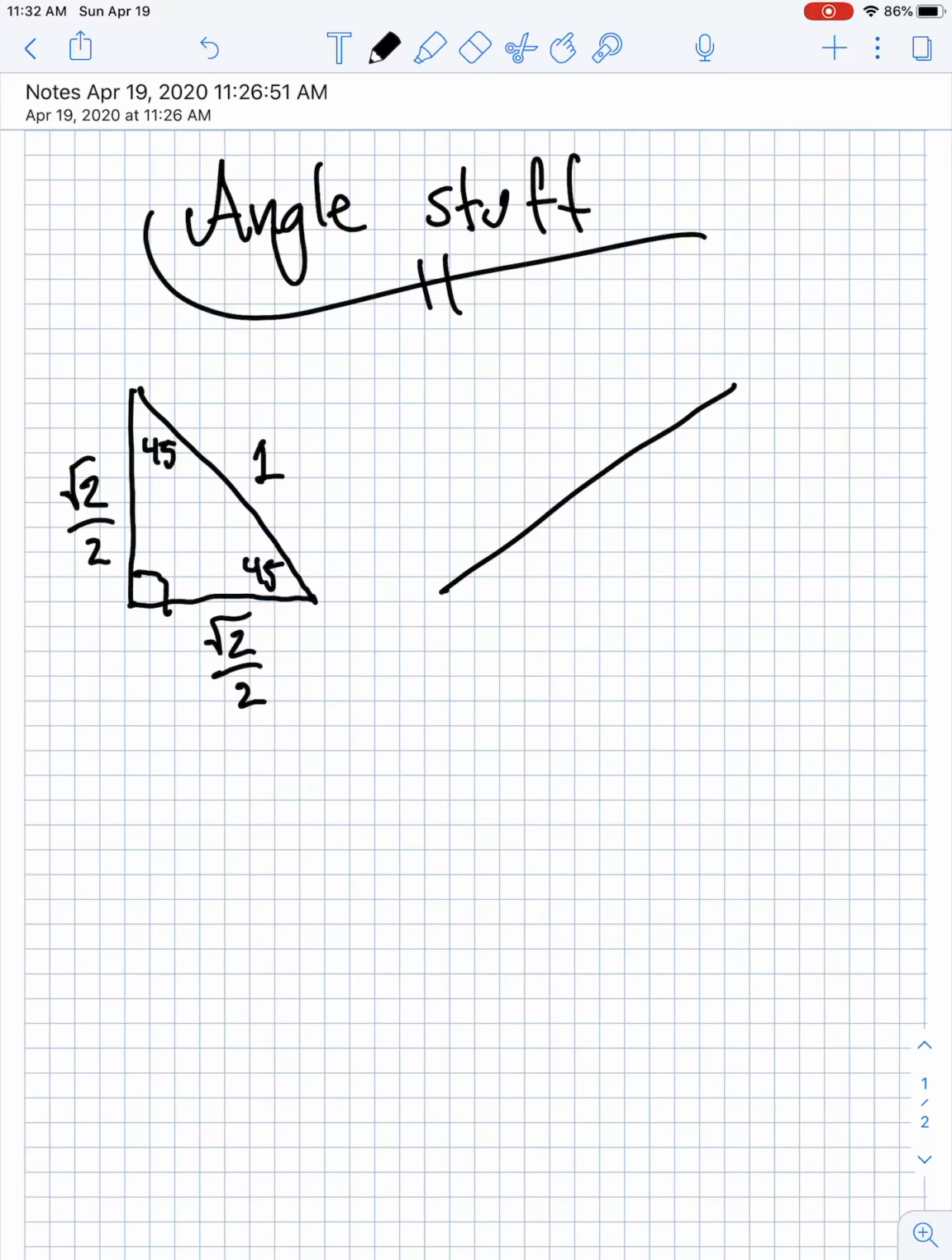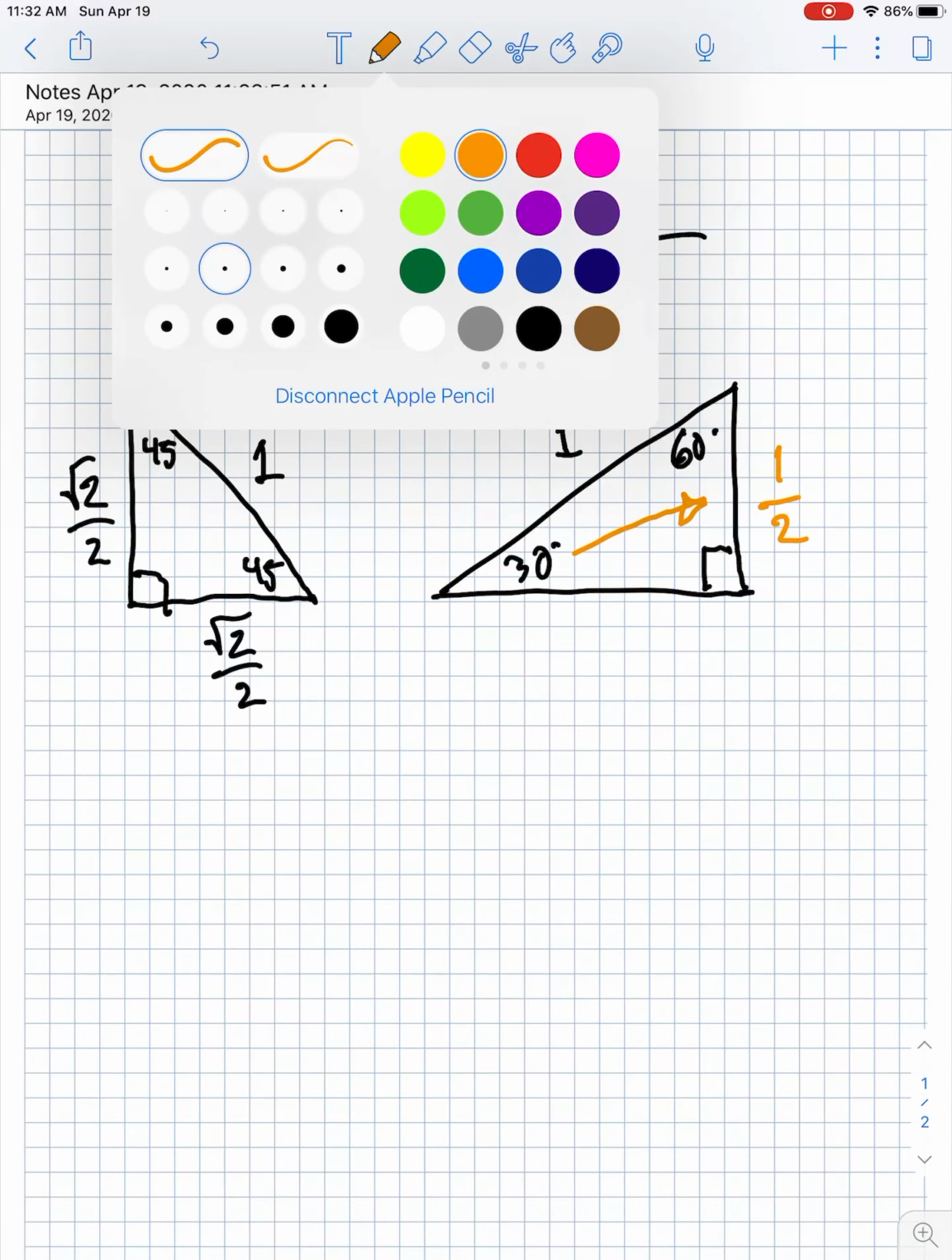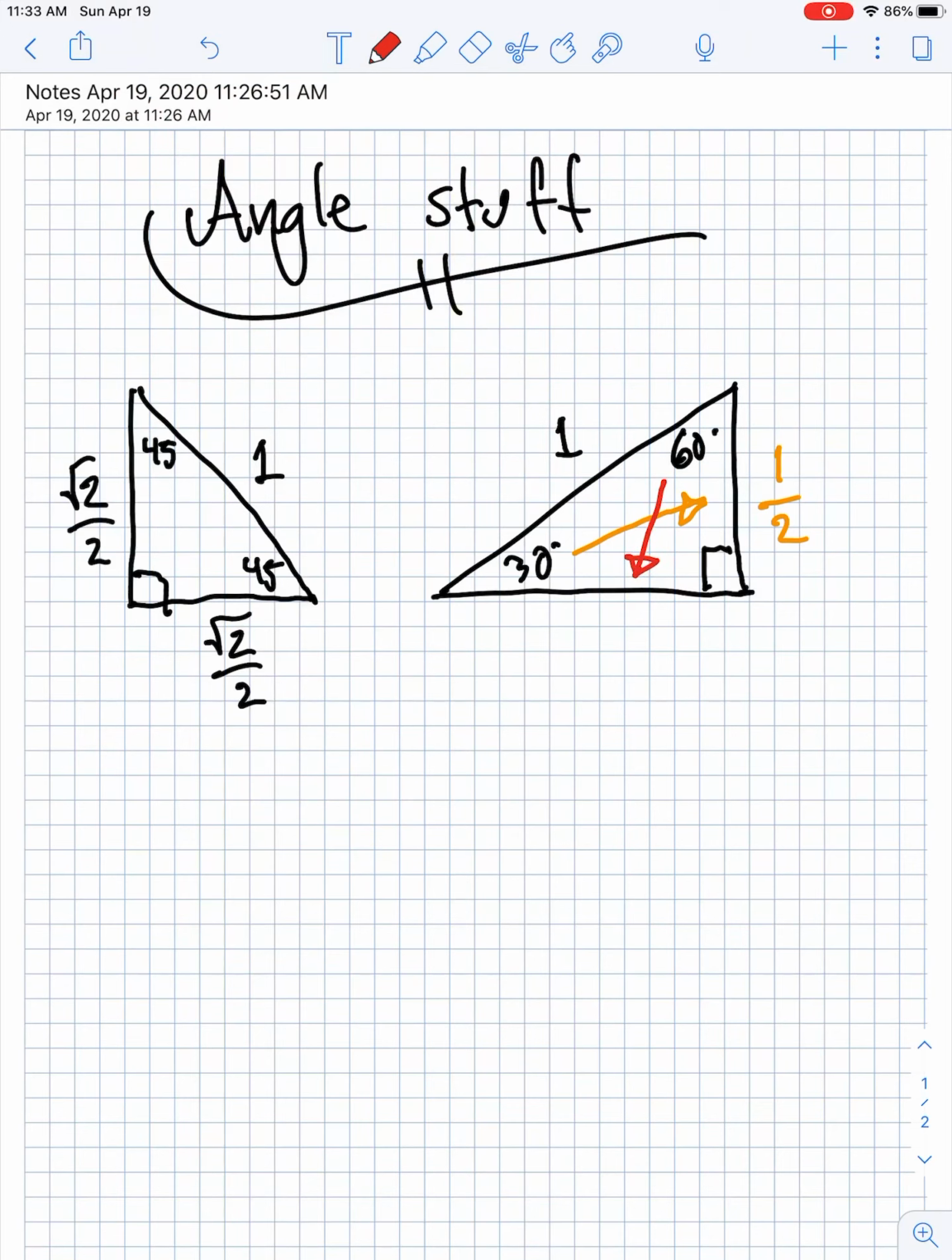Similarly, if I draw a 30, 60, 90, where this small side is 30, this is 60, and the hypotenuse is 1, the side directly across from the 30 is going to be 1/2, and the side directly across from the 60 is going to be root 3 over 2. I think that comes up in your warm-ups on your assignment today.